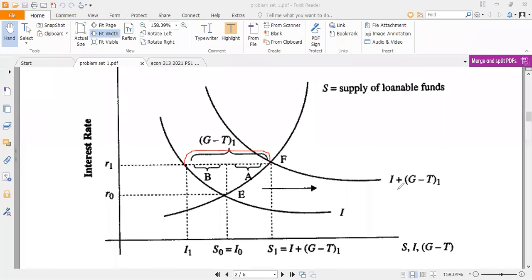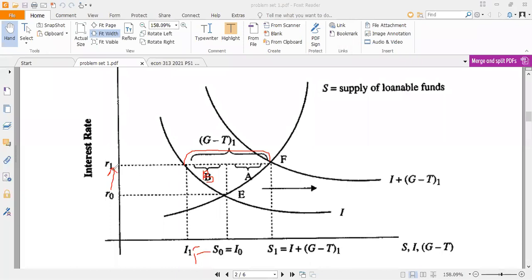Now because we've added this G minus T, interest rate has increased, and we know that investment is a negative function of interest rate. So whenever there's an increase in interest rate, it causes a reduction in investment. Initially, this is the level of investment, but because of the increase in interest rates, investment has reduced from I0 to I1. So this distance B is a reduction in investment.